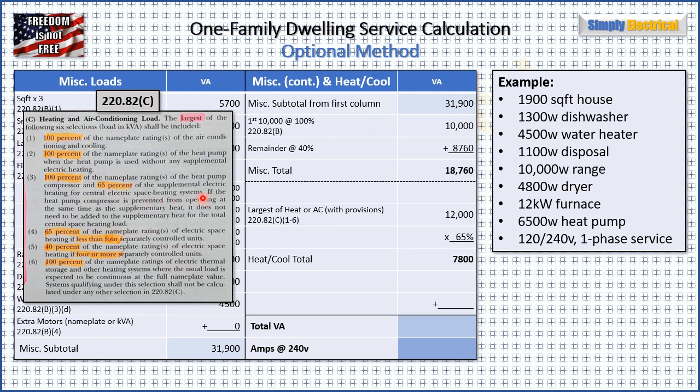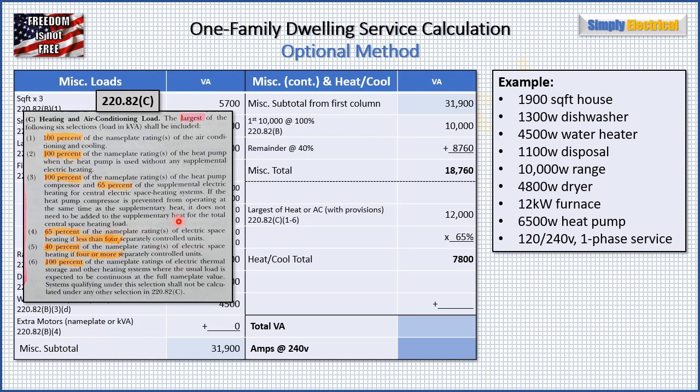Now this is your typical furnace, say, air handler with a heat pump. And it says if the heat pump compressor is prevented from operating at the same time as the supplementary heat, it does not need to be added to the supplementary heat for the total central space heating load. So if you have a non-coincident load set up here, where your heating and your AC are prevented from being used at the same time, then you don't take the heat pump compressor motor load.